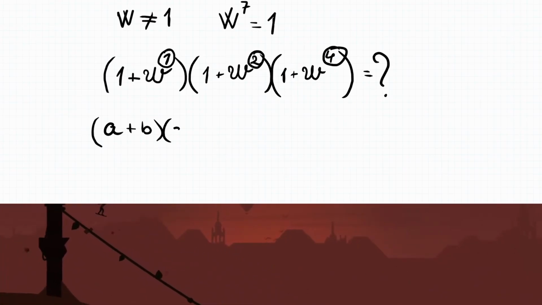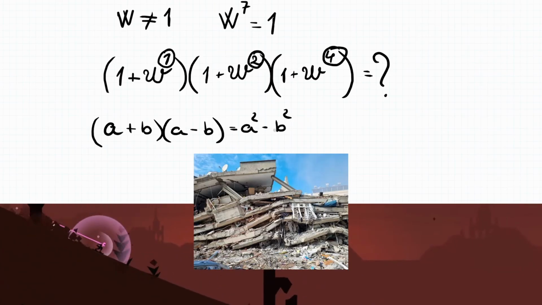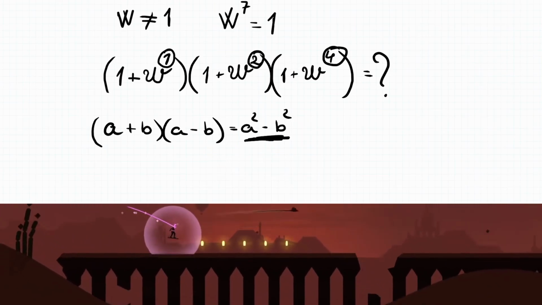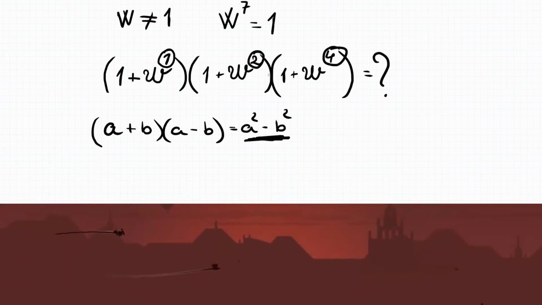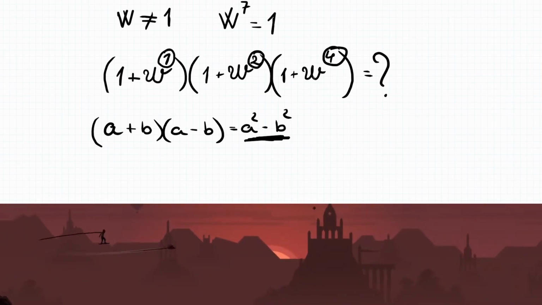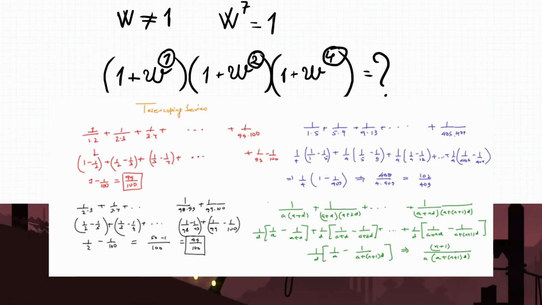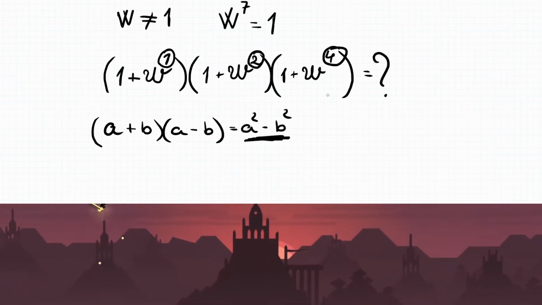A plus b times a minus b equals a squared minus b squared. This identity lets products collapse into simpler powers, and that is exactly the trick here. Right now we have 1 plus w squared, and 1 plus w to the 4th. This expression almost looks like part of a telescoping pattern. The missing piece is 1 minus w.